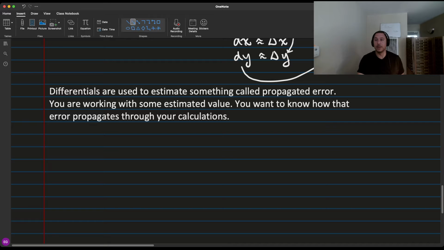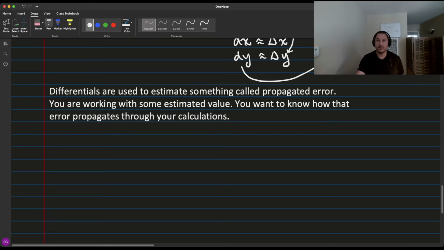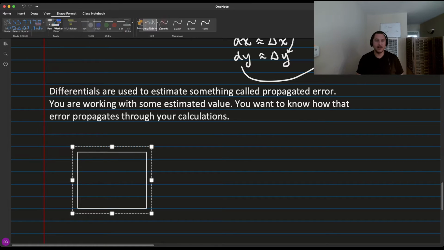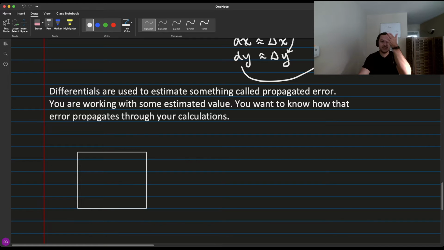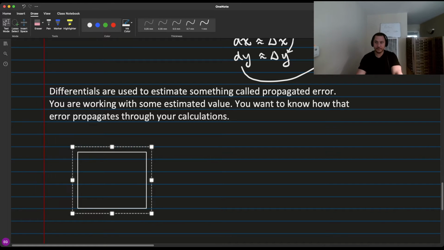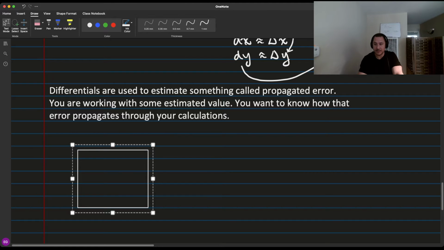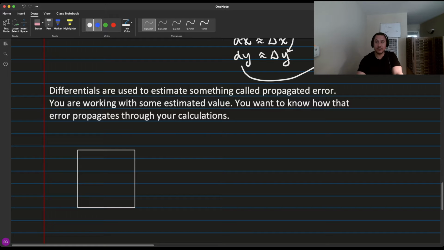Okay, so in the real world, you go and you measure stuff. Let me draw a square or a rectangle. Let's say you're an engineer and there's something that you're measuring. Are measurements ever perfect? No. They'll be close, but they're not going to be perfect. So let's say that you're working with a square here. You know that it's a square.